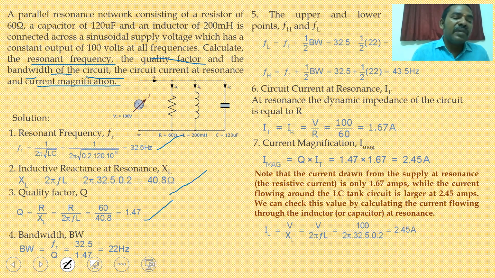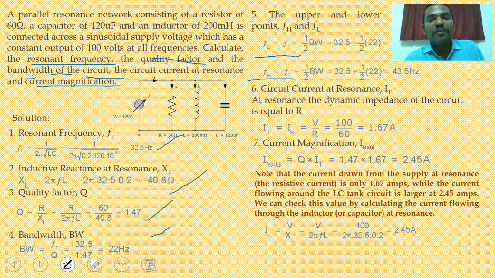Then bandwidth is equal to omega naught divided by Q, or F naught divided by Q. So 32.5 divided by 1.47, so you are getting 22 hertz. Once you calculated the bandwidth, the upper half power frequency and lower half power frequency can be calculated. So F1 or F low is equal to F naught minus 1 by 2 into bandwidth. So if you substitute, you can get 22 point.